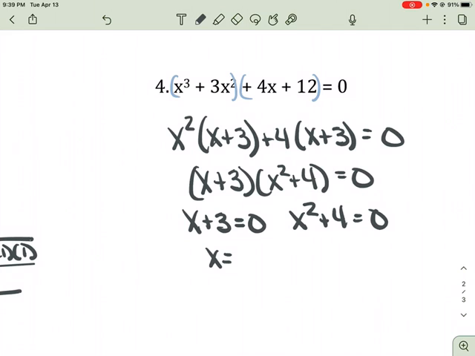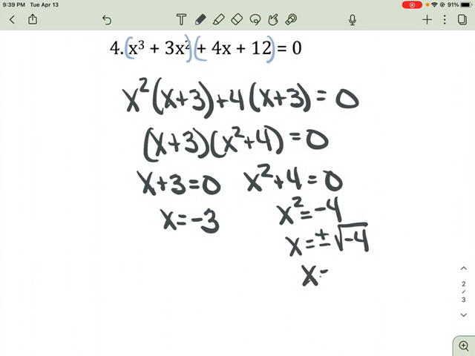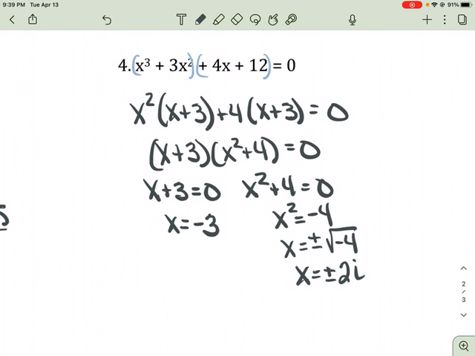So over here we're going to subtract the 3, negative 3. Over here I'm going to subtract the 4. We're going to square root both sides. Always plus and minus when we physically square root. So x is going to equal plus or minus 2i. Okay, so there's our three answers, negative 3, plus 2i, negative 2i.